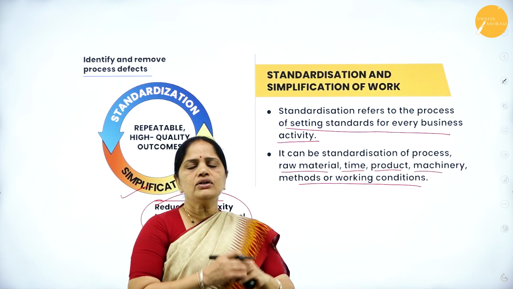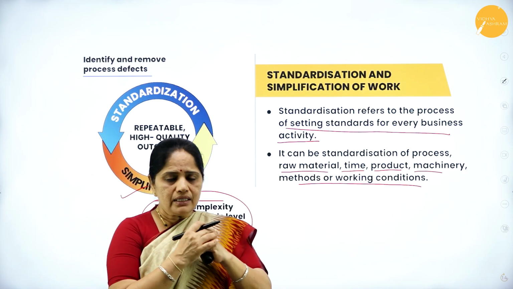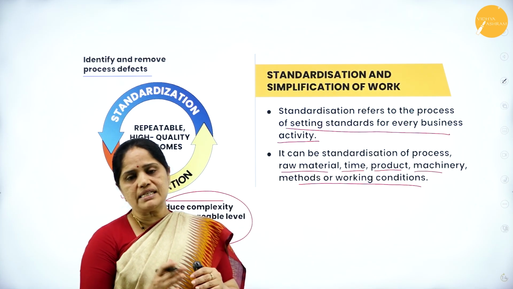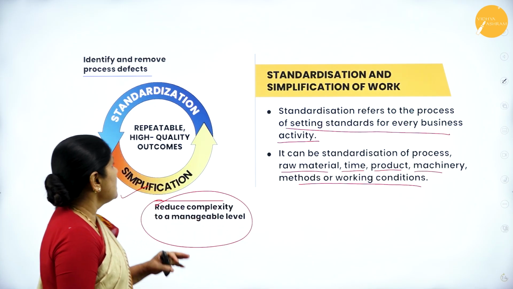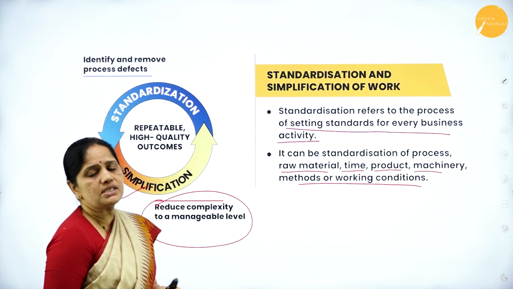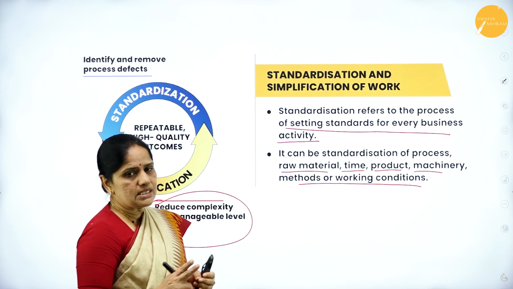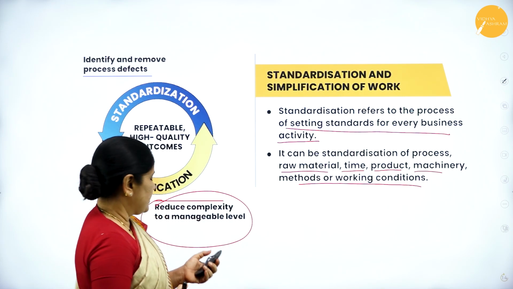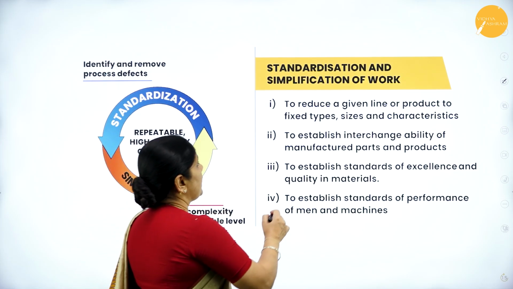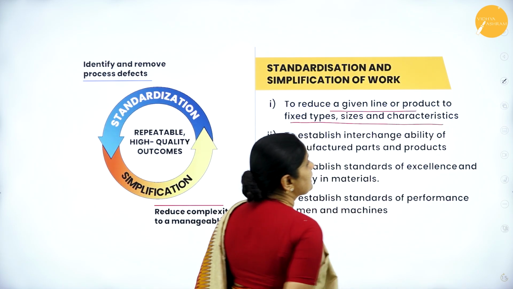Simplification means trying to keep the processes as simple as possible, and the product should be uniform in nature. There should not be any difference among any of the products. So identify and remove the process defects and try to reduce any complexities. This is the second technique of scientific management. In this we have to reduce a given line or product to fixed types, sizes and characteristics.